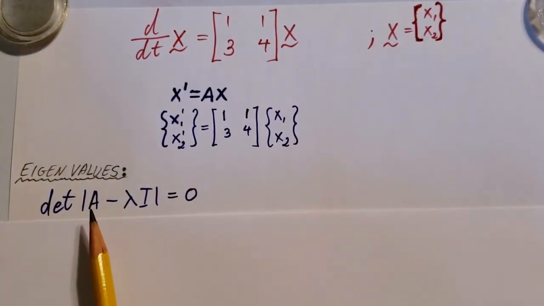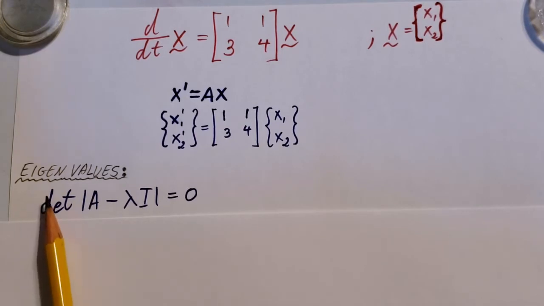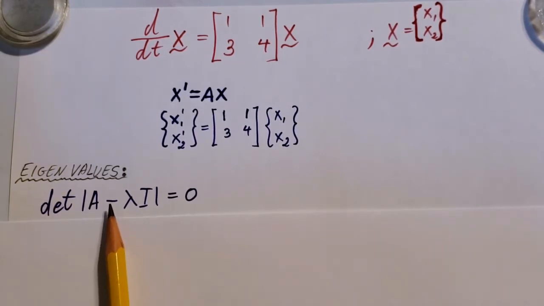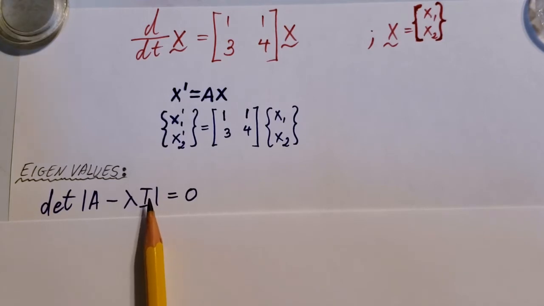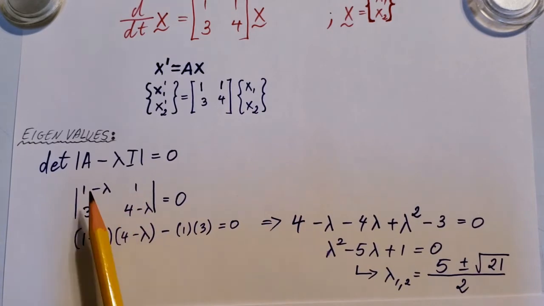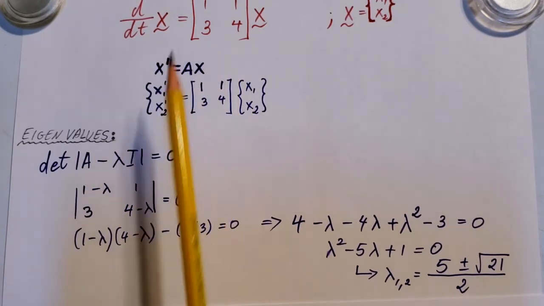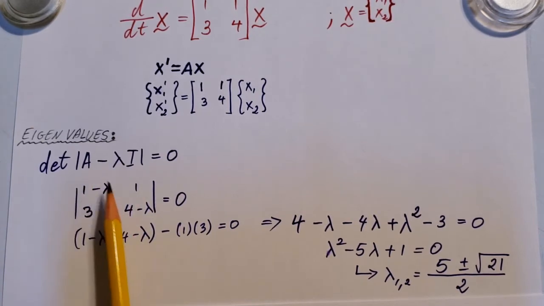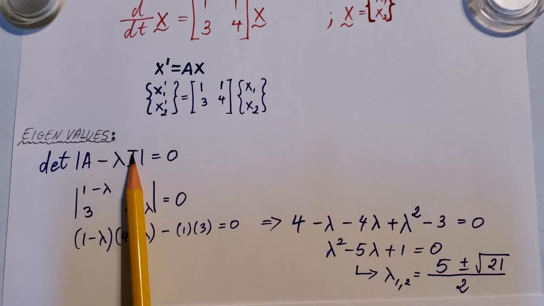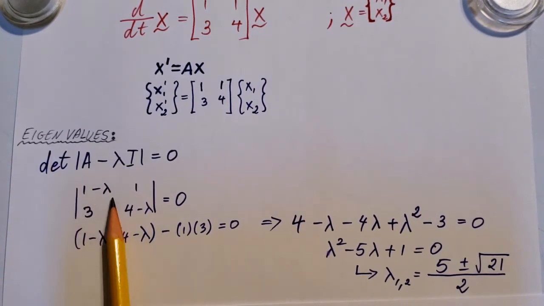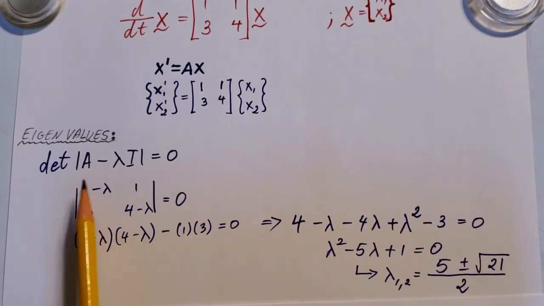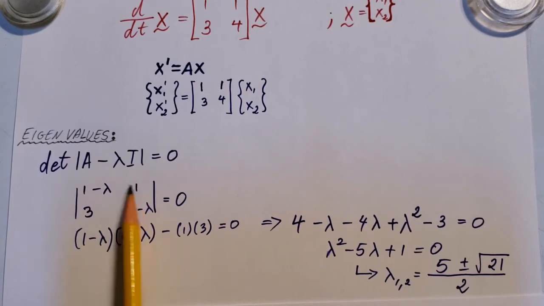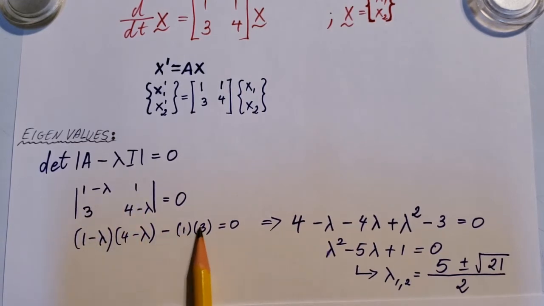This is what we need to solve in order to find them: the determinant of the matrix A minus lambda times the identity matrix equals 0. We plug in our matrix A from here, minus the lambda, which we subtract on the diagonal because we're multiplying with the identity matrix, right? Okay, here it is, plugged in, equals 0. Solve this determinant: this times this minus this times this. That's what we see right here.